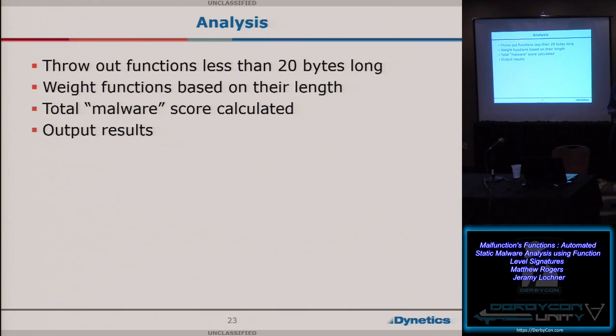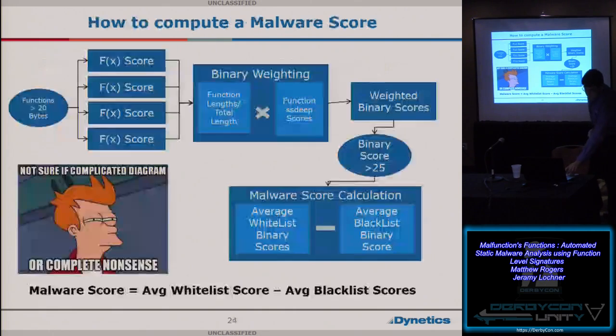So say you have a strong blacklist match with a very long function. That strong blacklist match can outweigh a bunch of very small functions that have a strong match in the whitelist, enabling you to say it's malicious as opposed to good in this case, because you have a longer function. And then after that, we compute a total malware score, which is our percent chance of it being malware, and then we just output more results.